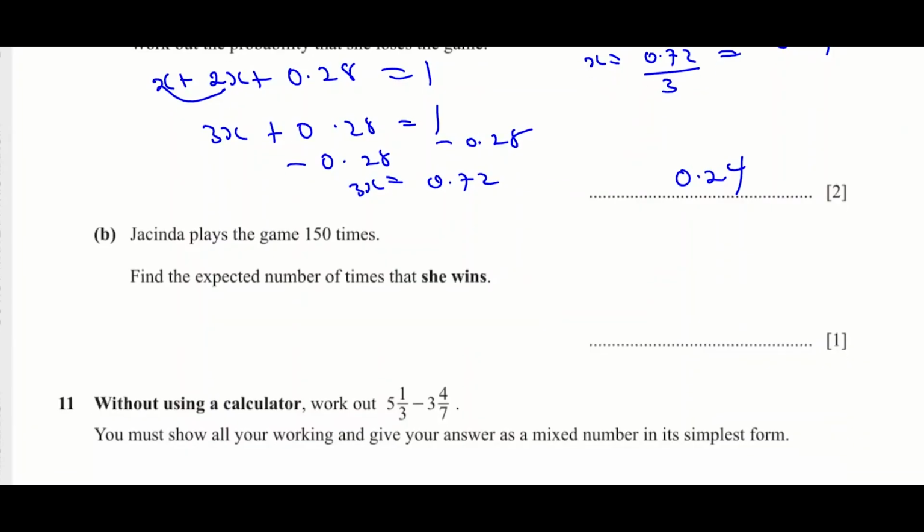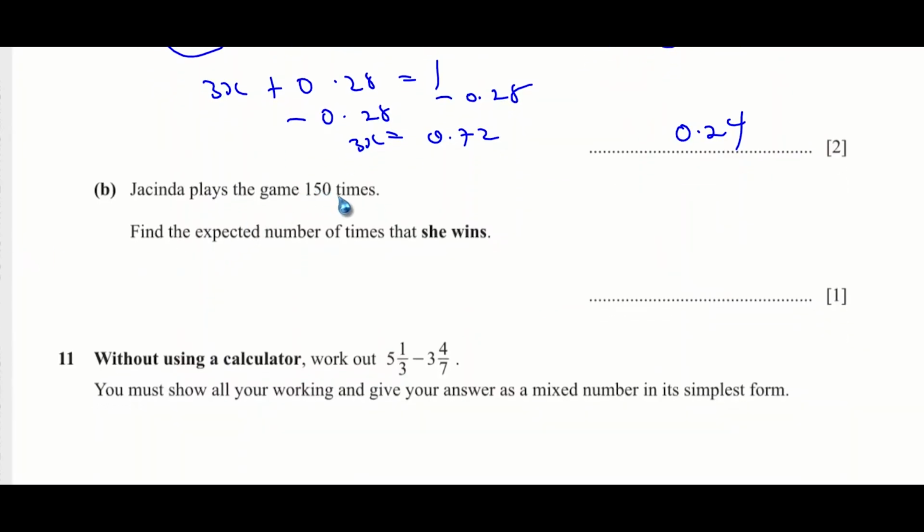So 10b, Jacinda plays the game 150 times. Find the expected number of times that she wins. So that is probability of win multiplied by 150. So that would be 0.28 multiplied by 150, and she's expected to win 42 times.